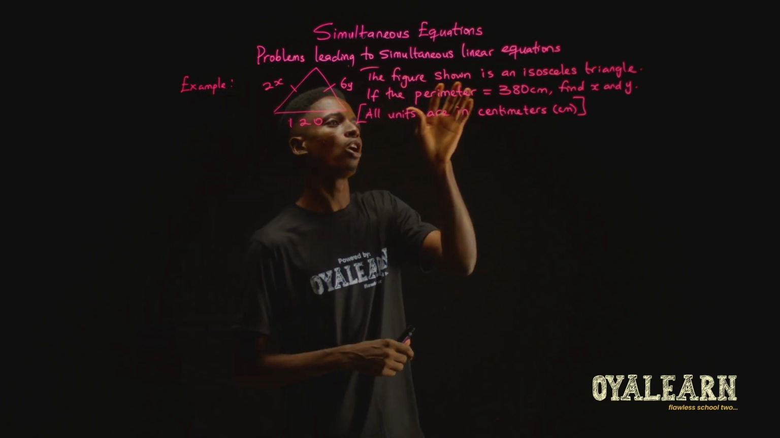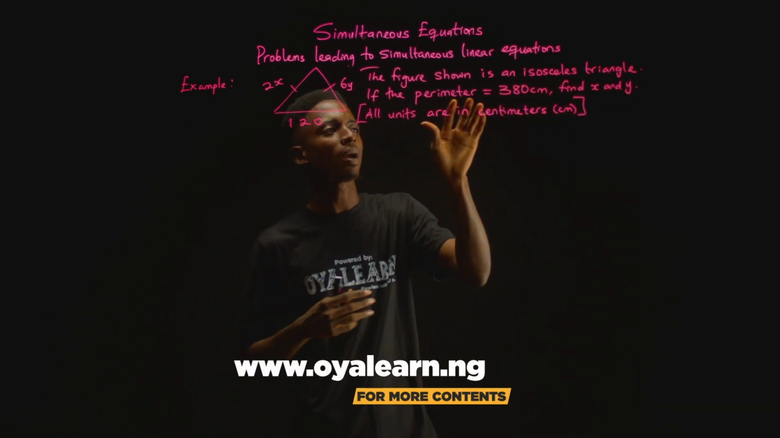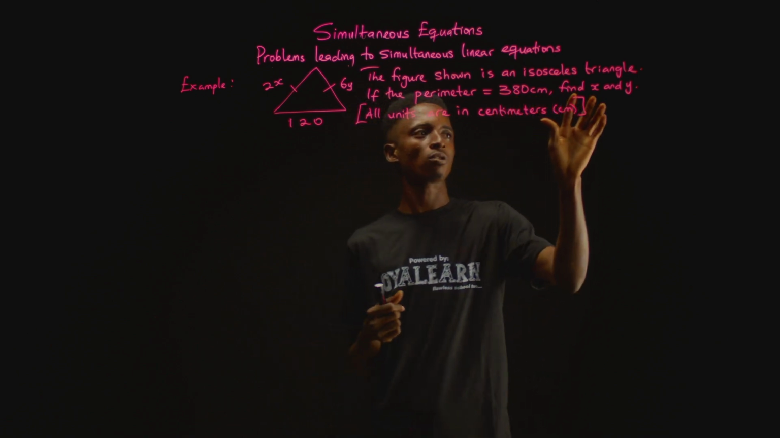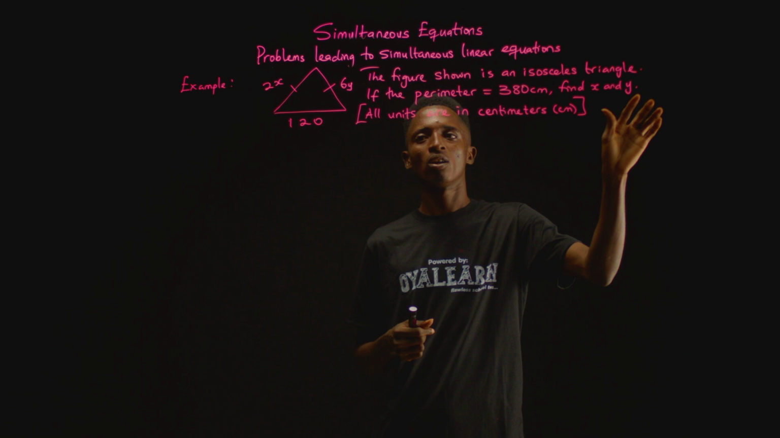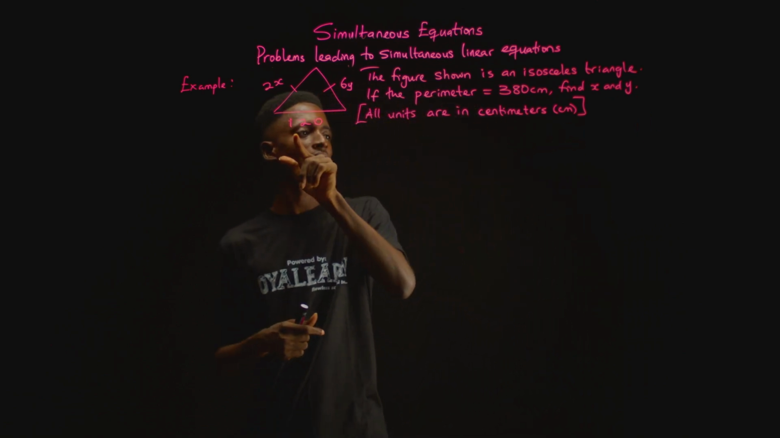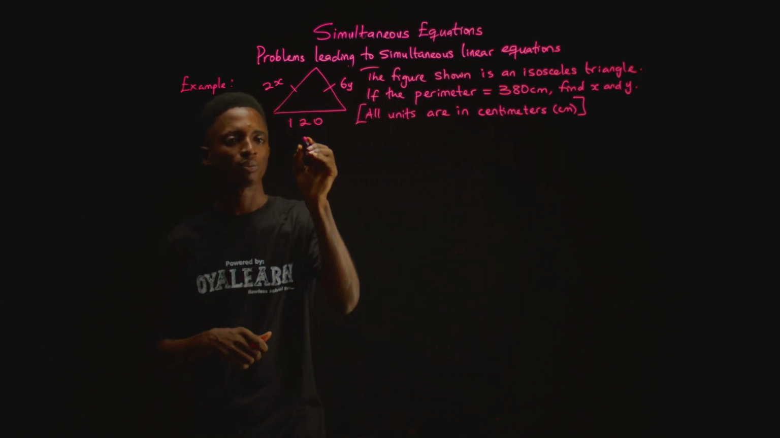And they said the figure shown is an isosceles triangle. And if the perimeter of the triangle is 380 centimeters, we are to find x and y. Also with the hint that all these are in units of centimeters. So let's solve.